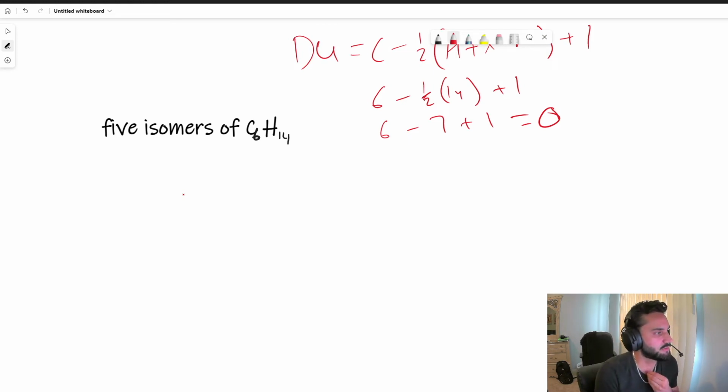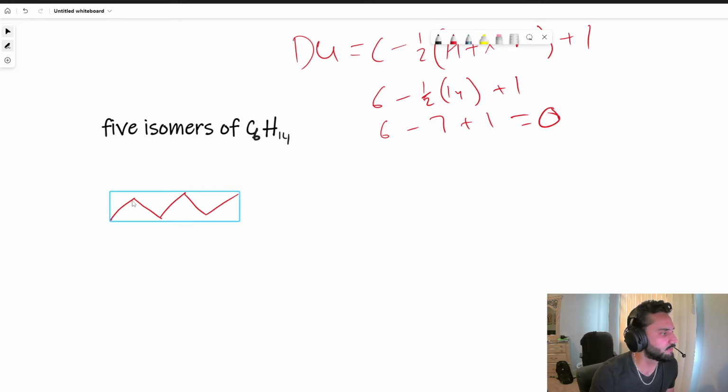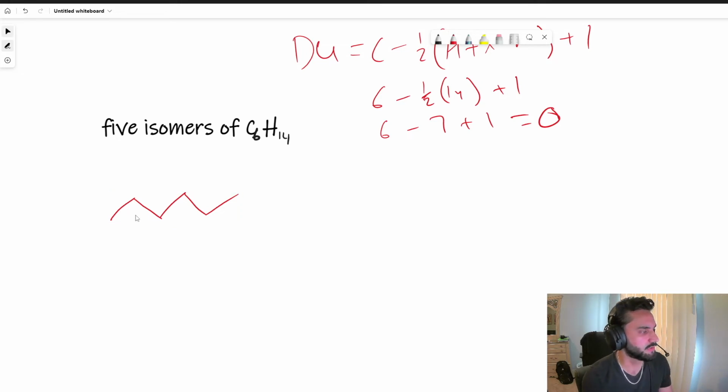So we have 6 carbons, so let's draw the 6 carbon chain: 1, 2, 3, 4, 5, 6. And automatically we can count there are 14 hydrogens, because there are 3 here, 2 here, 2 there, 2 there, 2 there, and 3 there. That equals 14 hydrogens. So this is our first isomer. We need to find 4 more. So let's find our second isomer.